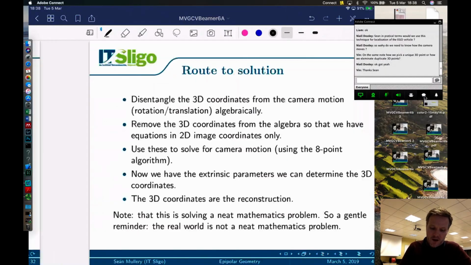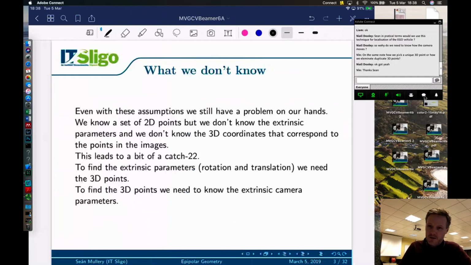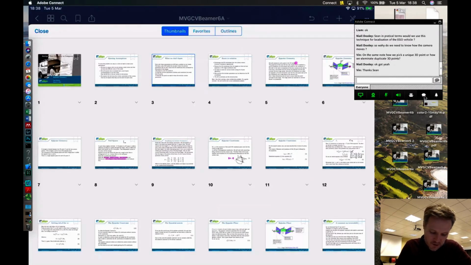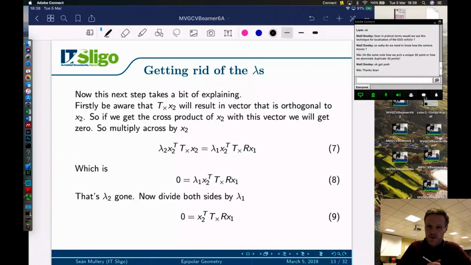And the reason for that is that to find the rotation and translation, we need to know the 3D points, and we don't know them. And to find the 3D points, we need to know the rotation and translation, which we also don't know. So we don't know either of these things, and we need one of them in order to get the other. So this is the reason why we're going to try and remove those lambdas now, so that we've only got 2D coordinates at that stage.